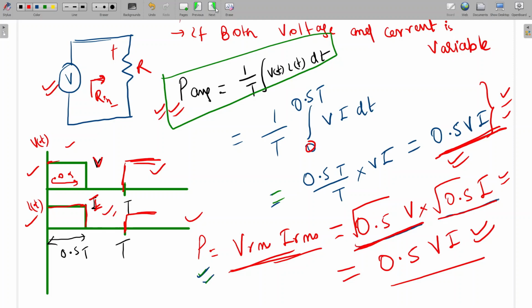Sir, in power electronics there are multiple cases of one topic. Like this is a converter, and there are alternate cases of this topic also. Yes, yes, yes, I will cover that.